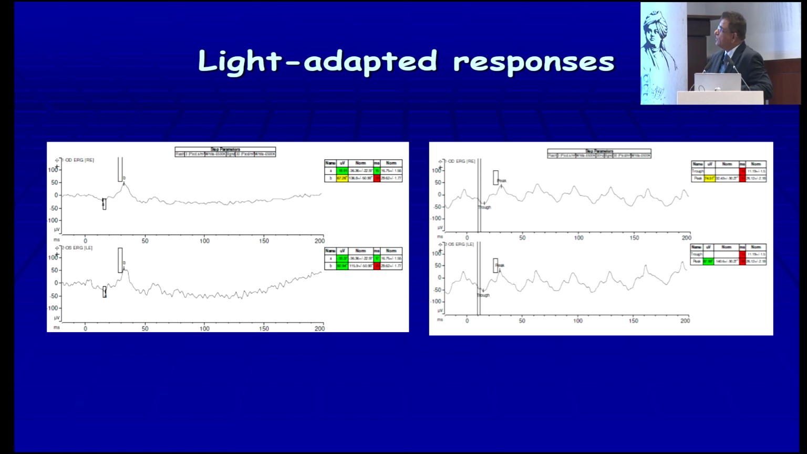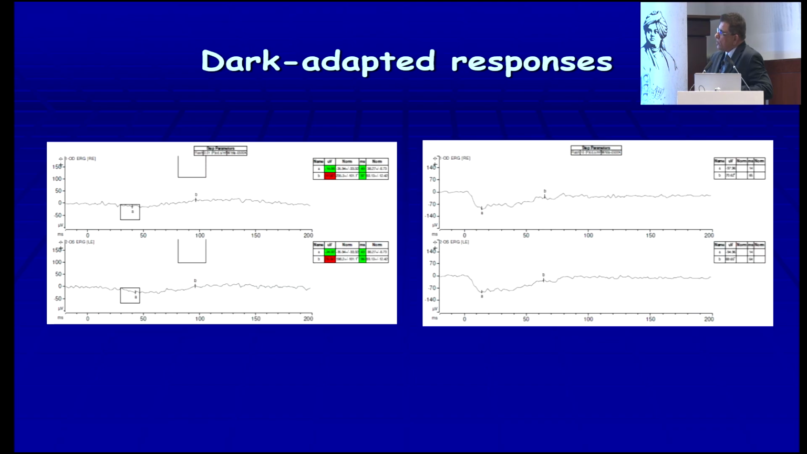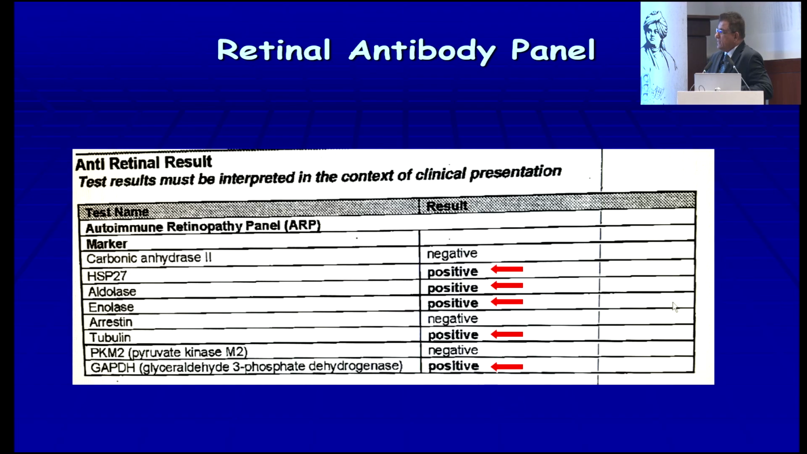And you do a light-adapted response. The cone responses don't look too bad, actually. But when you do the rod one on the left panel, it was pretty much non-recordable. And with the bright flash, again, you see the same negative ERG. You see the A wave, but the B wave doesn't go up. So one of the things to think about is to consider getting a retinal antibody panel.